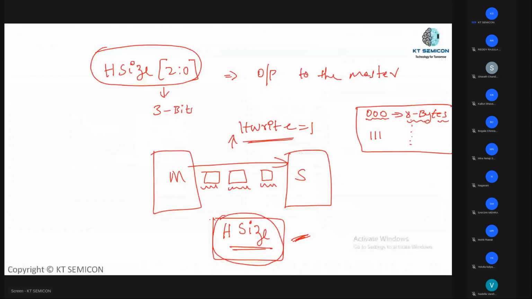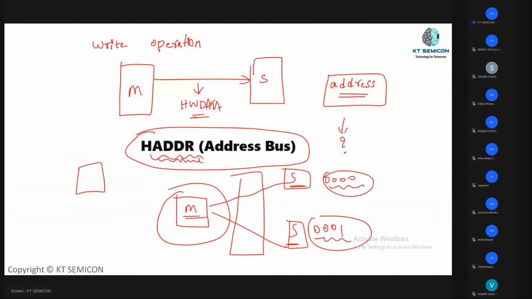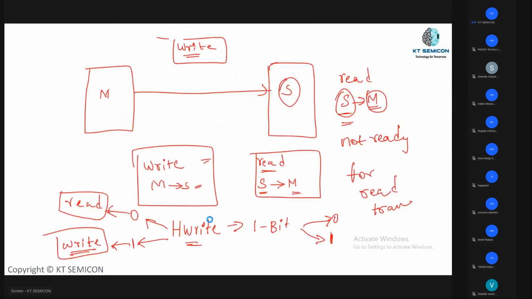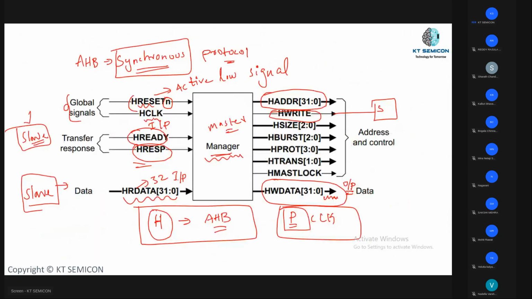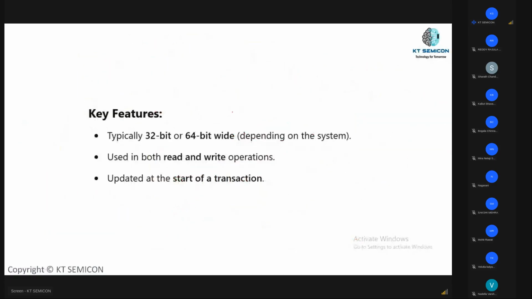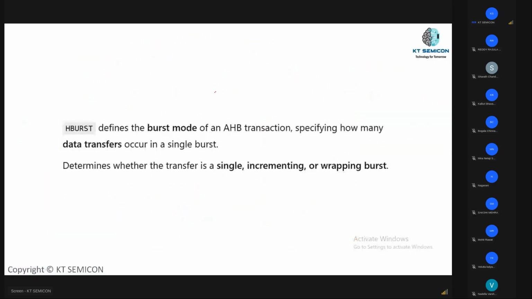Now, that was about your HSIZE signal. Coming to one more signal, which is known as the HBURST signal. We'll see about this particular HBURST now.